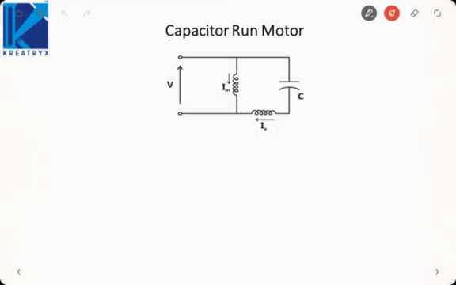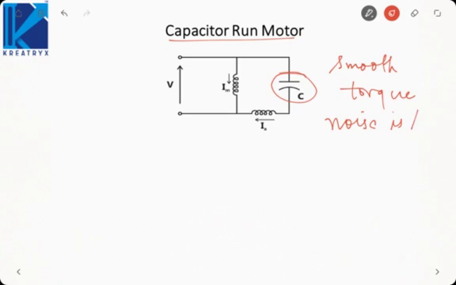Next is the capacitor run motor. Here if you see, the capacitor is permanently connected to the induction motor. So that is why capacitor connected will provide a phase shift between the auxiliary and the main winding currents, which will cause a rotating magnetic field to be set up, and it will cause a smoother torque. Due to smoother torque, what will happen is noise is less and there are lesser vibrations. So that is the advantage of having a capacitor even under running conditions of the motor.